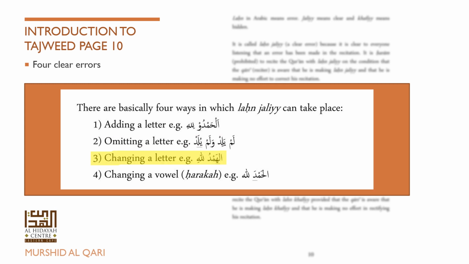Number 3, changing a letter, example given, alhamdu lillah. So instead of the ha in alhamdu, you change it to a different ha, alhamdulillah. This is a major mistake. Number 4, changing a vowel, a haraka. Example, alhamdulillah. As we know, it is alhamdulillah. So changing vowels, changing the harakat, this is a major mistake. And like we said, the chances are greater that you're changing the meaning when you make the lahan jali. That's why it is haram to recite in this particular manner, on condition the person doesn't know and is not making an effort to rectify his recitation.